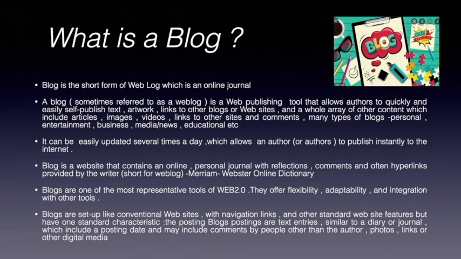Many types of blogs are personal, entertainment, business, educational, etc. In short, these weblogs include a whole array of things inside them. A blog can be updated several times, which allows the author to publish instantly to the internet. So it gives you a sort of flexibility. A blog is a website that contains an online personal journal of reflections as well, where we can comment, and often hyperlinks are provided by the writer.